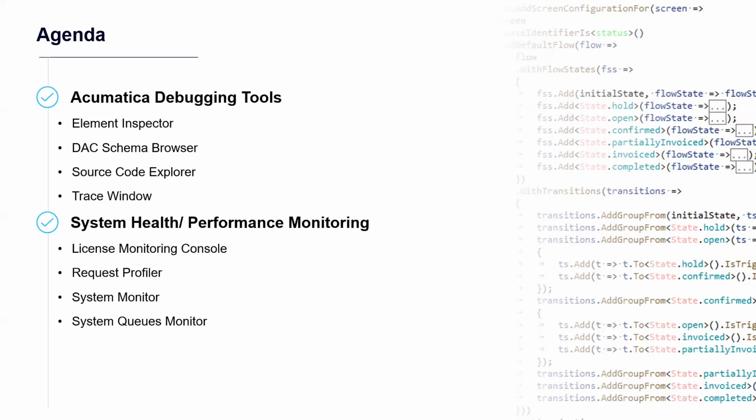So I've divided the session into two parts. In the first part, we'll focus on Acumatica debugging tools like the Element Inspector, DAC Schema Browser, Source Code Explorer, and the Trace window. And in the second part, we'll have a look at some inbuilt Acumatica tools which can be used to monitor performance. We'll touch on 4 screens, which are License Monitoring Console, Request Profiler, System Monitor, and System Queues Monitor. So let's get started and begin with Acumatica debugging tools.